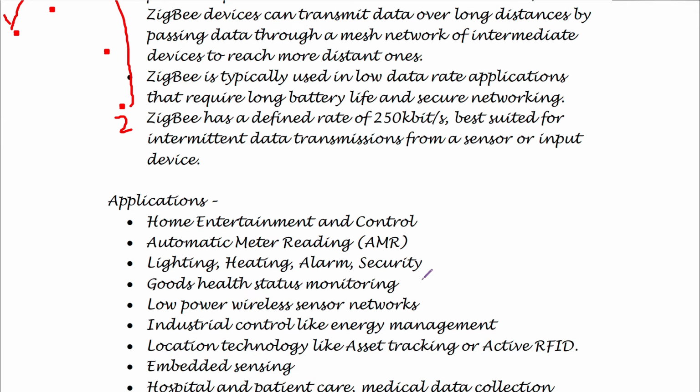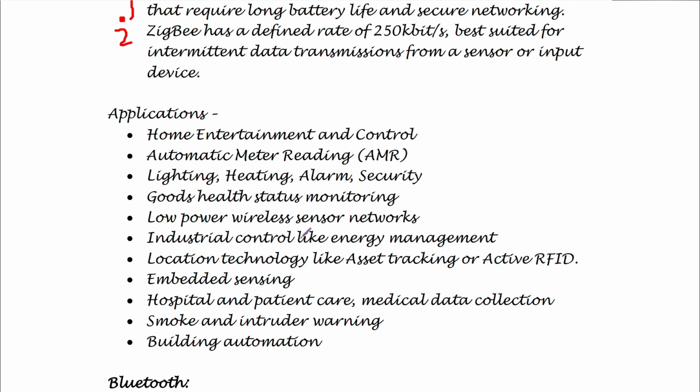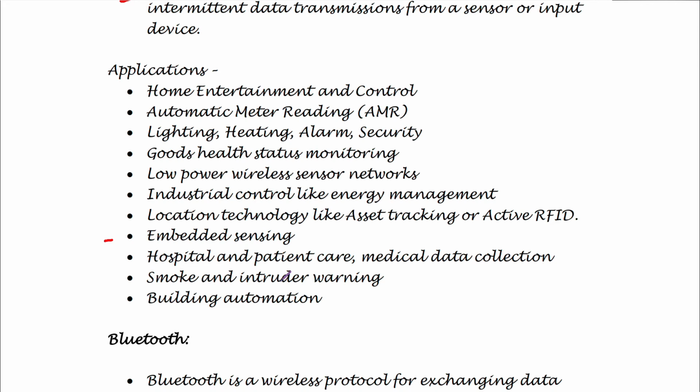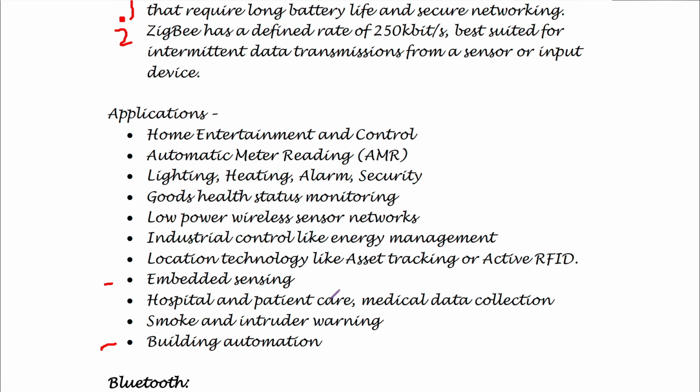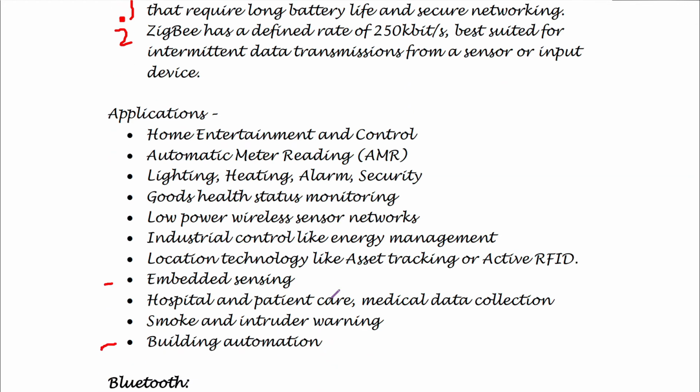So some of the applications include home entertainment, control, automatic meter reading, lighting, heating, alarm security, goods health status monitoring, low power wireless sensor networks, industrial control like energy management, asset tracking or active RFID, embedded sensing, hospital and patient care, medical data collection, smoke and intruder warning, as well as building or home automation. So anywhere where the data has to be transmitted wirelessly, Zigbee can be used.